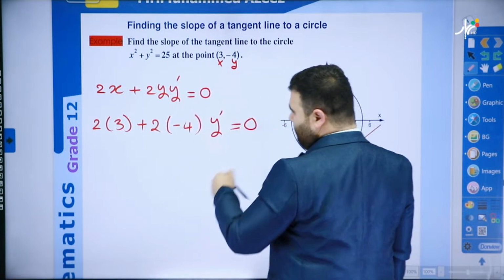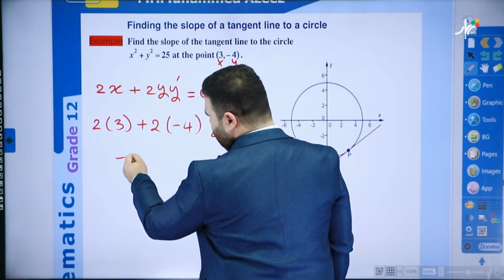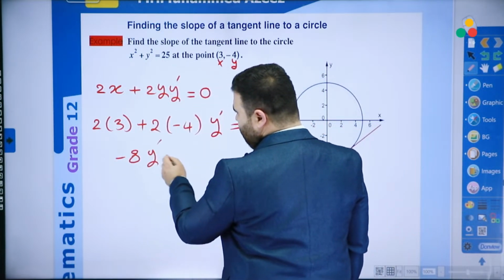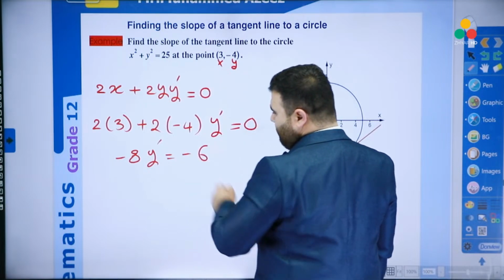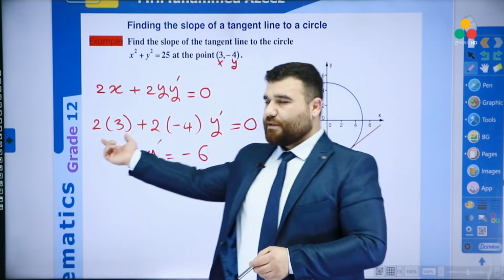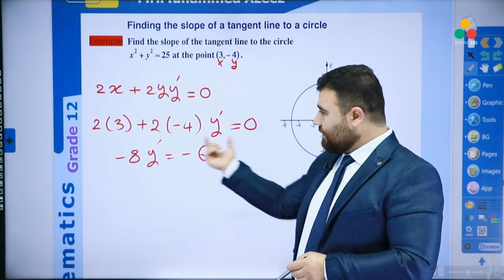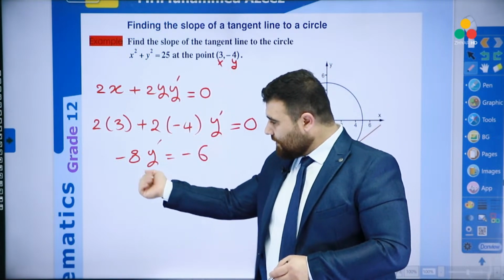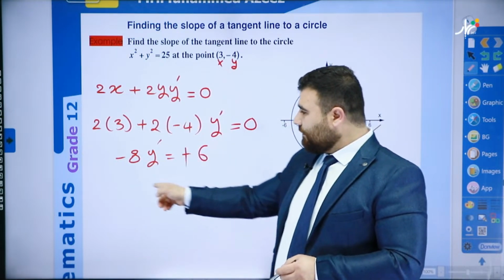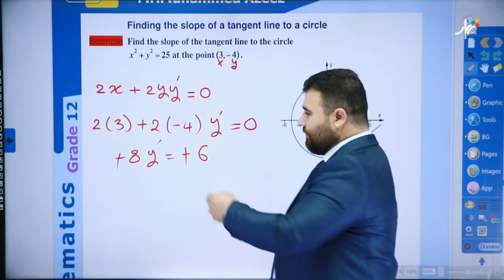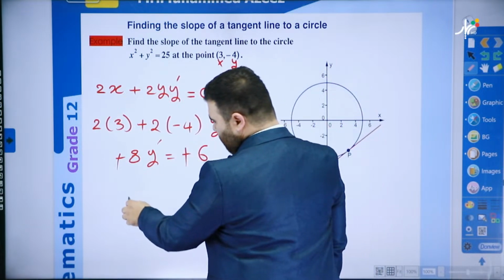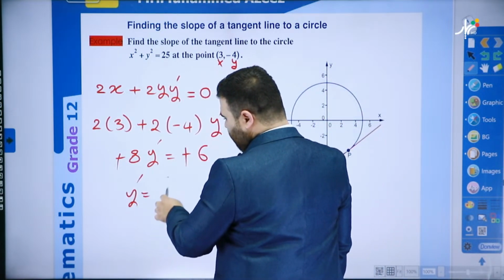6 goes to the other side, becomes negative 6, and this is negative 8. So negative 8y prime equal to negative 6. 2 times 3, 6, goes to the other side. Negative 6. 2 times negative 4 is negative 8. Now, negative cancels negative. And to make y prime alone, 8 goes down. Y prime is equal to 6 over 8.